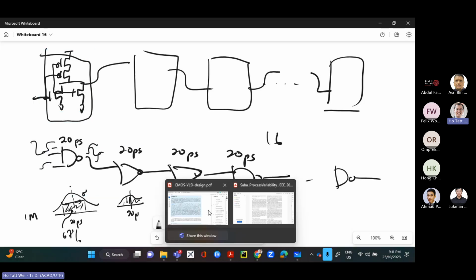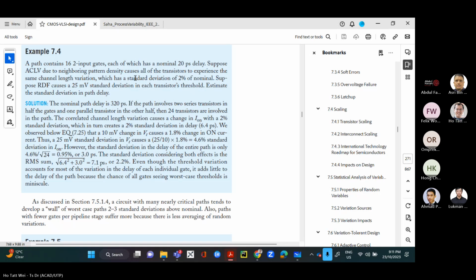Okay, let's look at the question a little bit more. Suppose ACLV due to neighboring pattern density, constant operators experience the same channel length variation, standard deviation of 2% nominal. Suppose RDF causes a 25 millivolt standard deviation in each transistor's threshold. Estimate the standard deviation in the path delay. So at the end of the day, they want you to estimate the standard deviation of this path. They give you two situations: a correlated channel length deviation of 2%, and a random dopant fluctuation deviation of 25 millivolts.